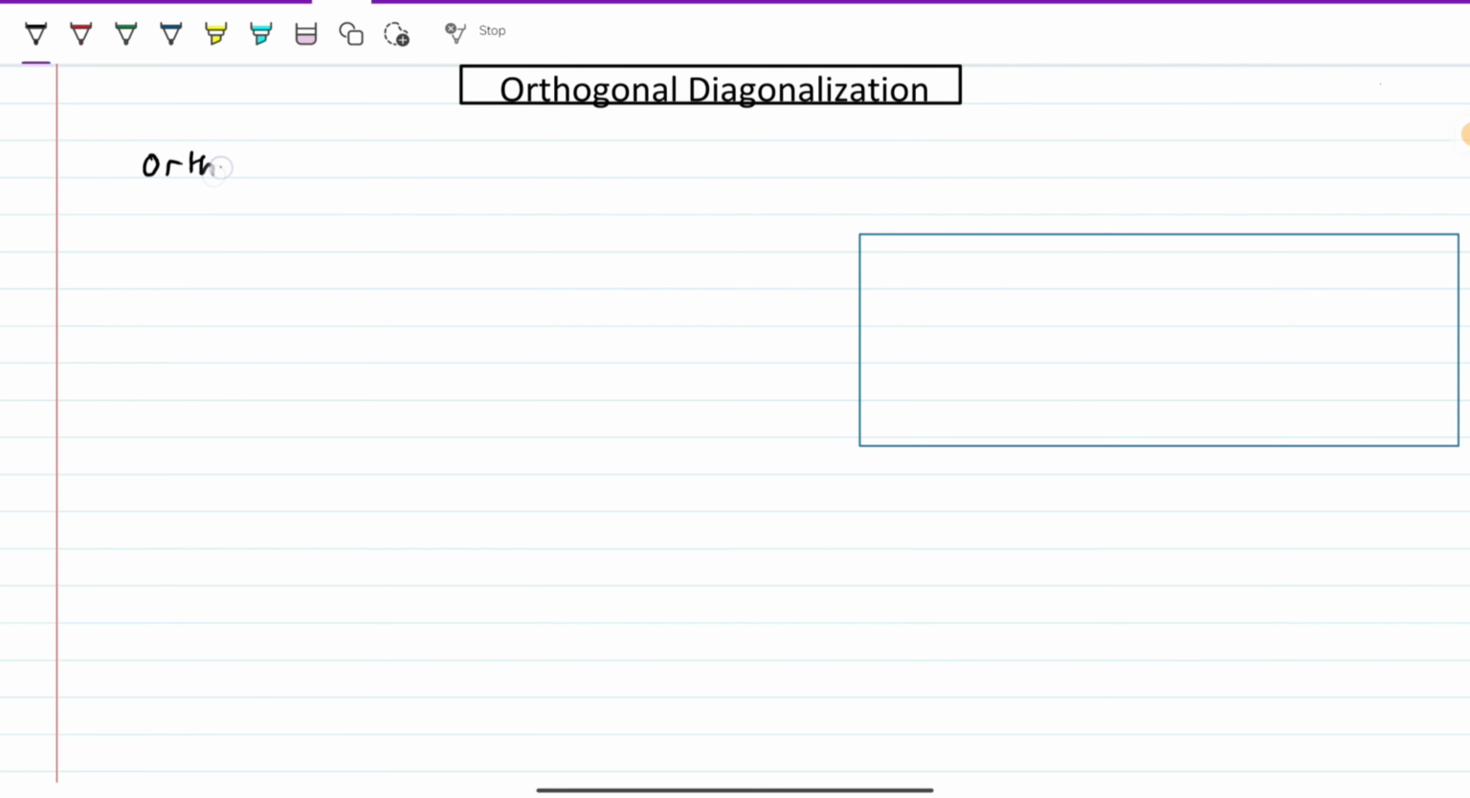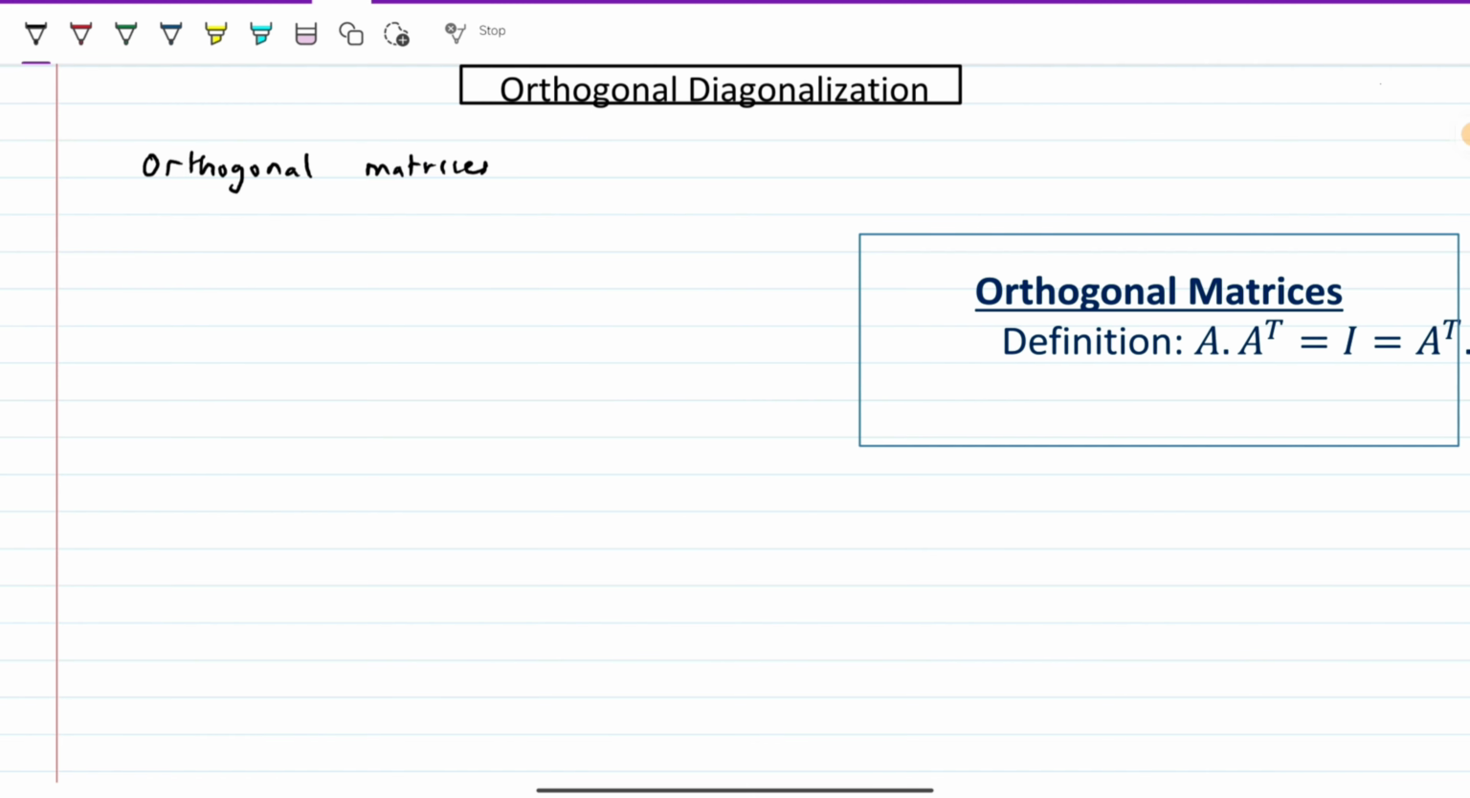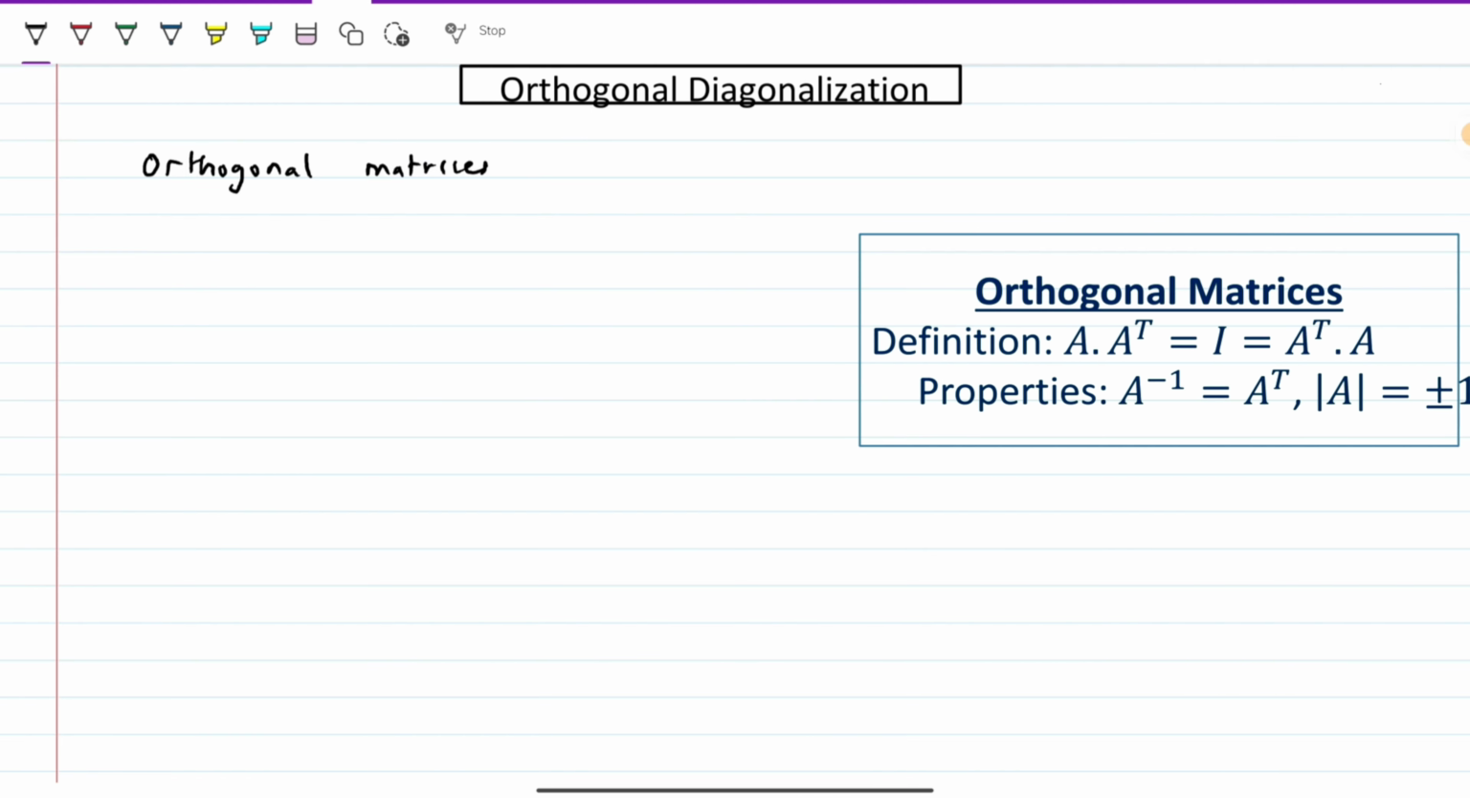In this video, we are going to talk about orthogonal diagonalization. Let's quickly have a recap of what we did in the earlier video. In the earlier video, we talked about orthogonal matrices. We saw the definition of what an orthogonal matrix is, a couple of examples, and also some important properties which are going to help us in orthogonal diagonalization.